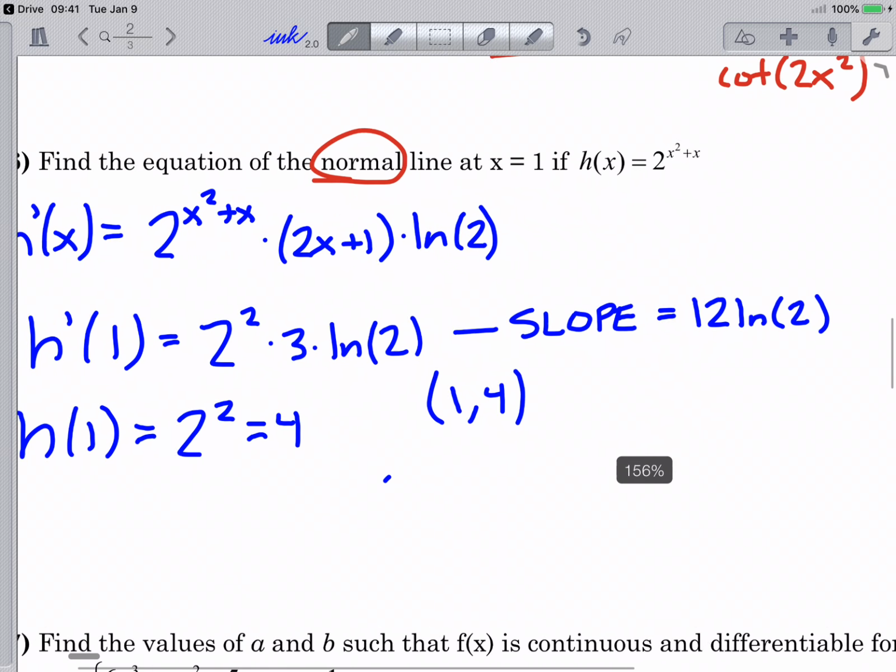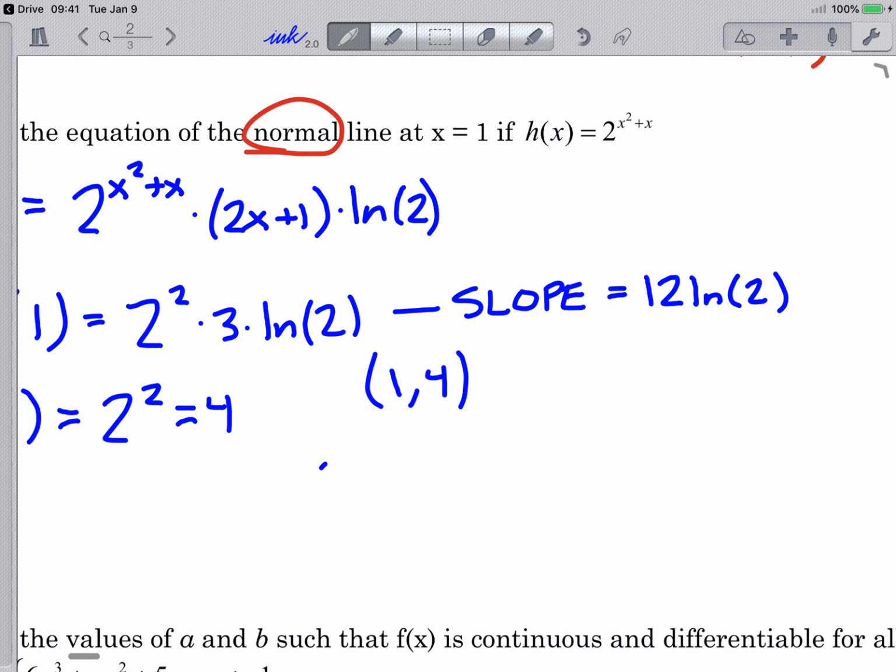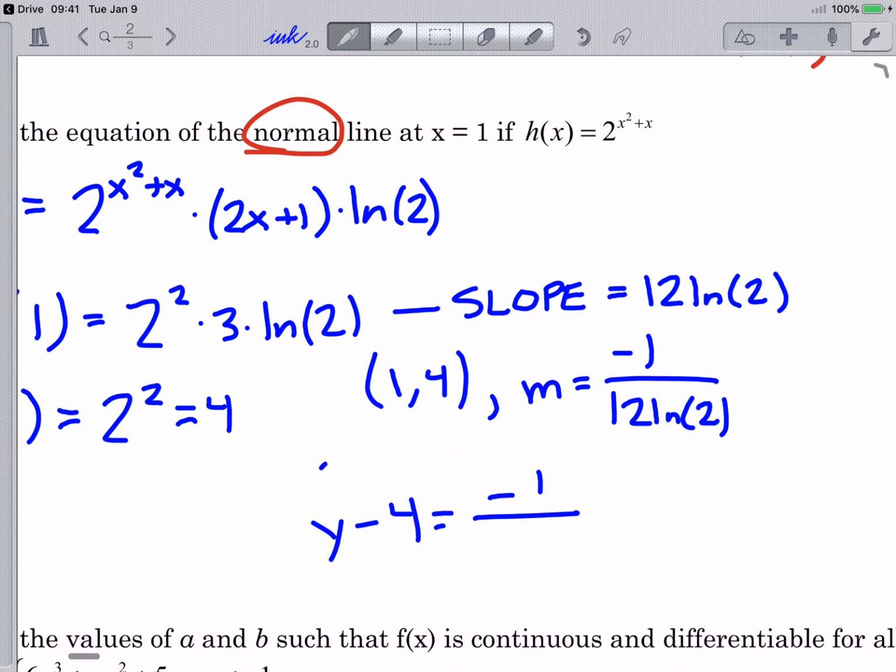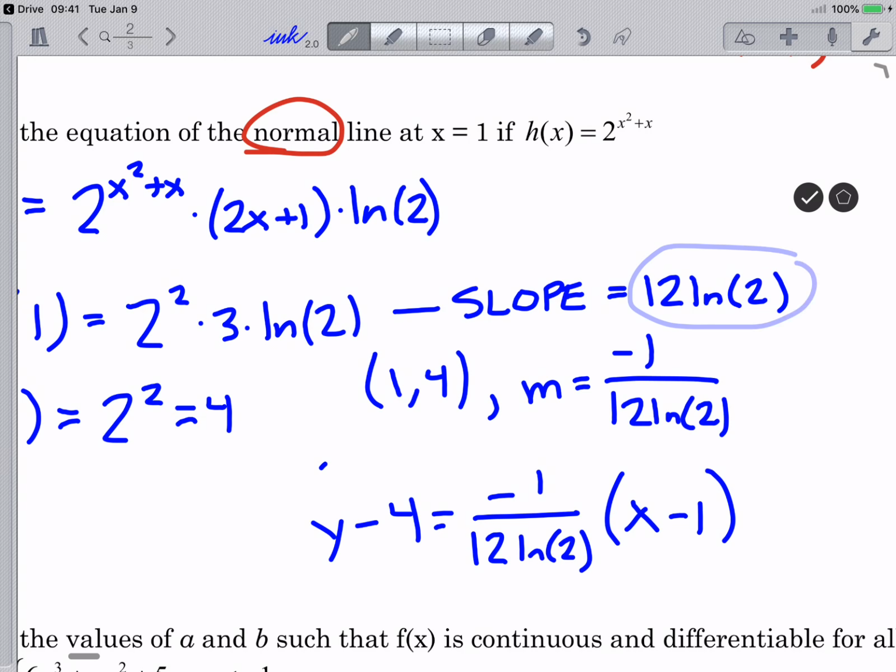And I've got a slope, but this was the slope of my tangent line. So I need to actually use m, if you will, of 1 over 12 natural log of 2, the negative reciprocal. So I write the equation of my line in point slope form. Y minus 4 equals negative 1 over 12 natural log of 2 times x minus 1. And life is good. If it said the tangent line, I would have just used this slope instead of the negative reciprocal.